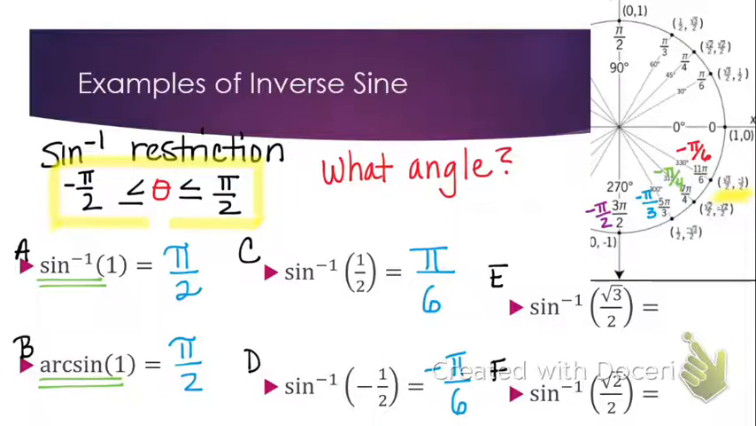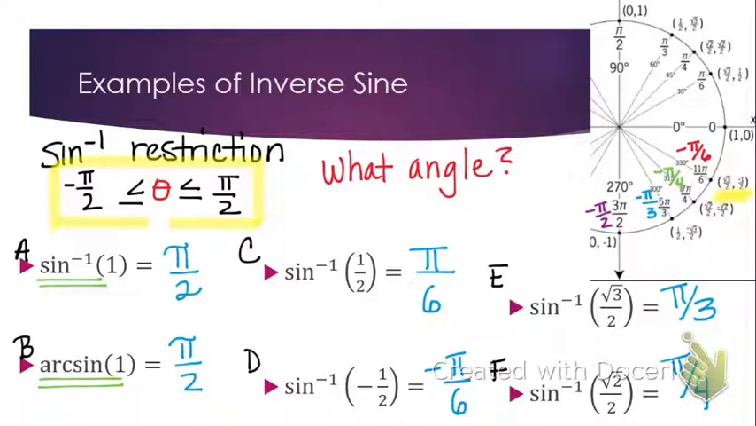What angle has a sine value of positive square root of 3 over 2? So what angle am I looking at? Pi over 3. That is the answer to question E. And what angle has a sine value of positive square root of 2 over 2? Pi over 4. So again, inverse is asking you for the angle.